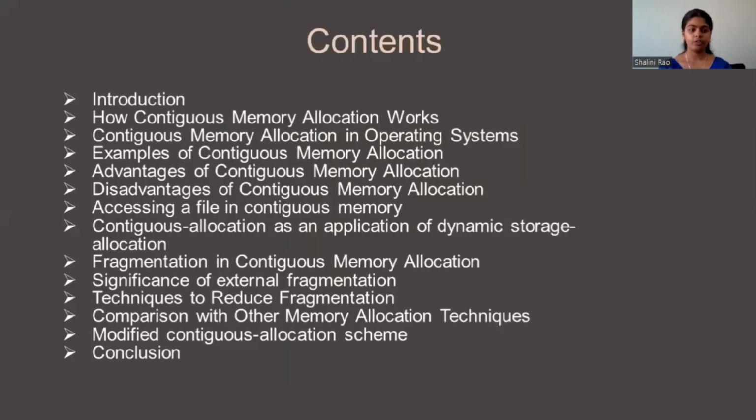Here we have the contents. Introduction, how contiguous memory allocation works, contiguous memory allocation in operating systems, examples of contiguous memory allocation, advantages of contiguous memory allocation, disadvantages of contiguous memory allocation, accessing a file in contiguous memory, contiguous allocation as an application of dynamic storage allocation, fragmentation in contiguous memory allocation, significance of external fragmentation, techniques to reduce fragmentation, comparison with other memory allocation techniques, modified contiguous allocation scheme, conclusion.